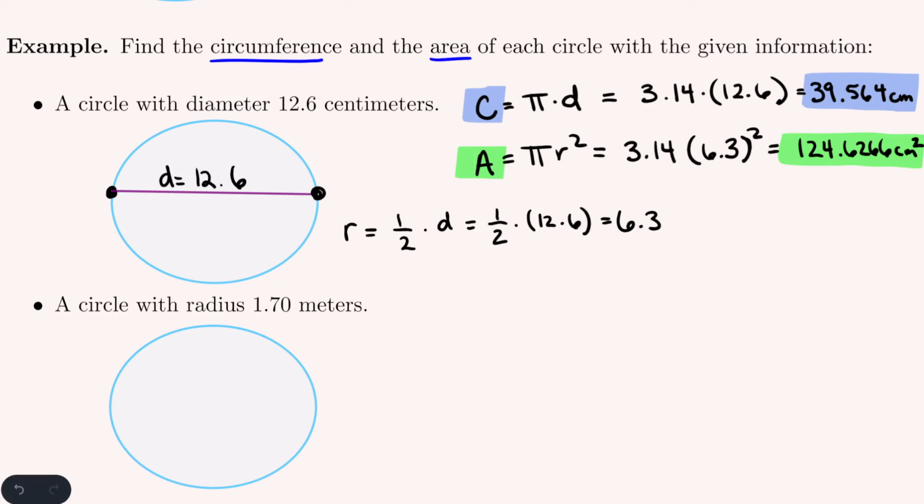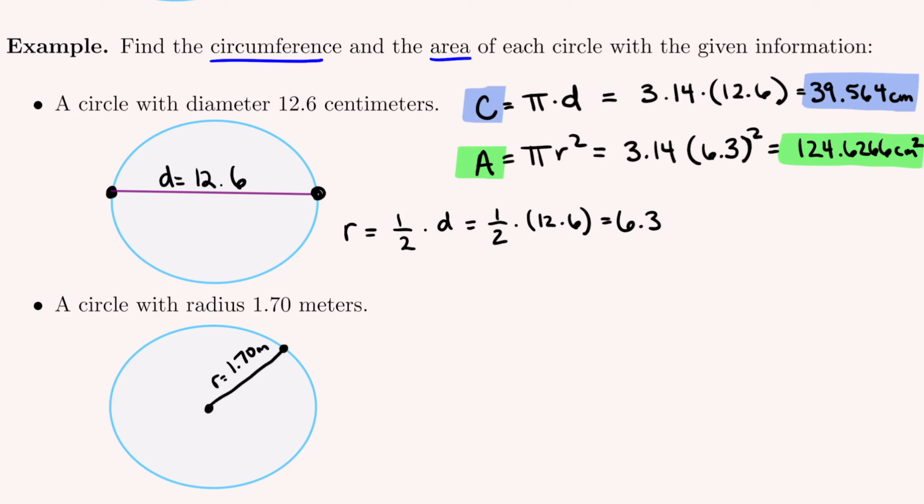So first, I'm just going to quickly sketch what we know about this circle to give us something to focus on. We know the radius, which is the measurement from the center outwards, is 1.7 meters, so let's draw that. So here's an approximation of my center, and then we're going to measure out towards the boundary of the circle. That's the radius, and it is 1.7 meters.